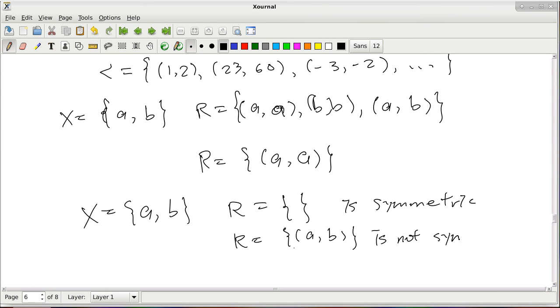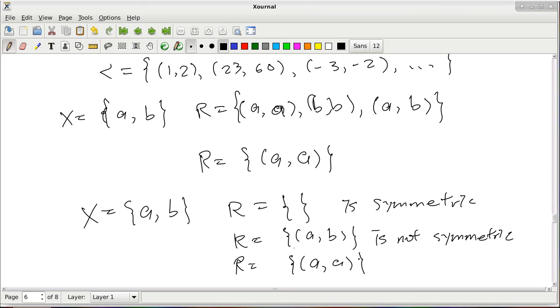So now we look at R only having A in it. Okay. Is it symmetric? It is symmetric because when you choose E to be A and F to be A, then AA is true on one side, but AA is also true on the other side. So it is still symmetric. Yep. So that means all reflexive sets are also symmetric.